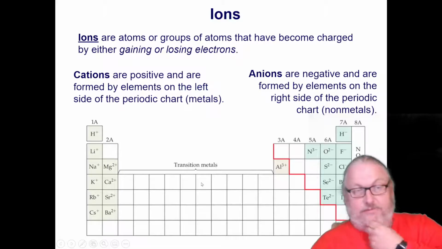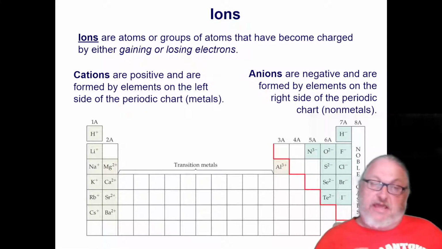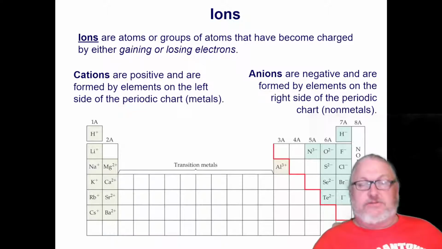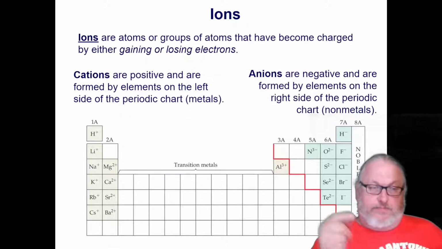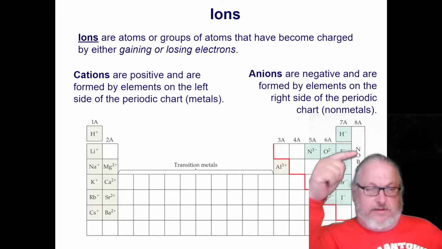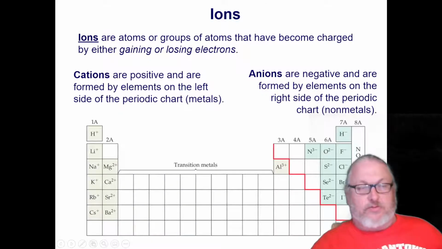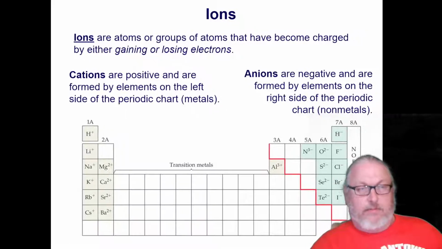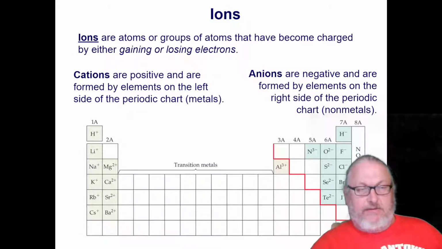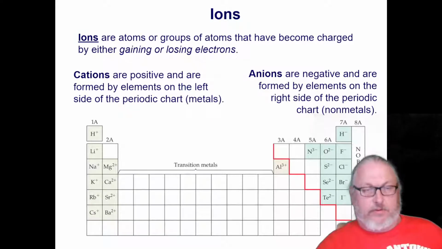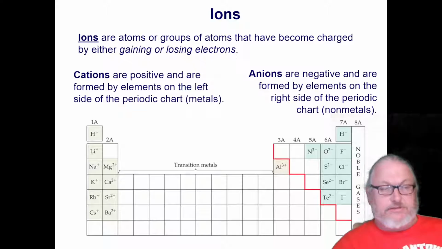The anions, new name. Anions are negative, and they're formed by elements on the right-hand side of the periodic table, like right over here, right? They're the nonmetals, and those are the ones that we'll usually see are going to be negative, right? Because they really want to gain electrons. Noble gases, they don't gain squat. They want to just keep doing what they are doing.